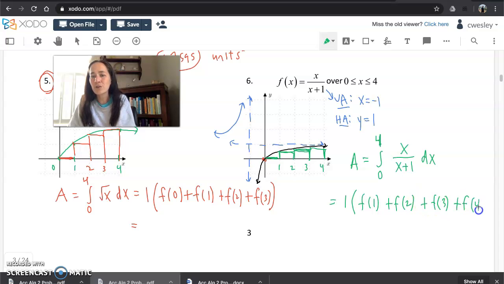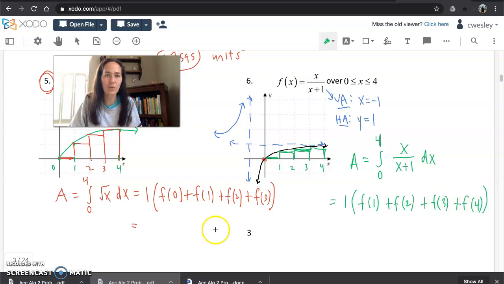So the picture, I mean, you saw how sloppy my picture was for number 4. I'm embarrassed that it even looks like that. The picture is secondary to this calculation, this estimation that you're giving me using the sum of areas of rectangles.